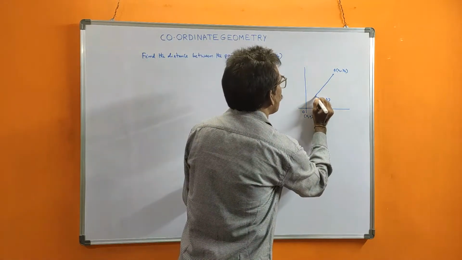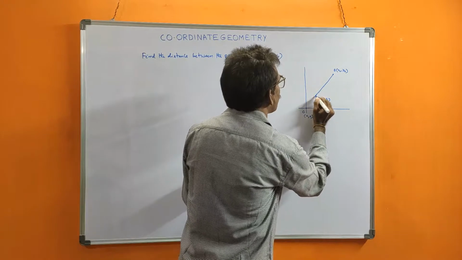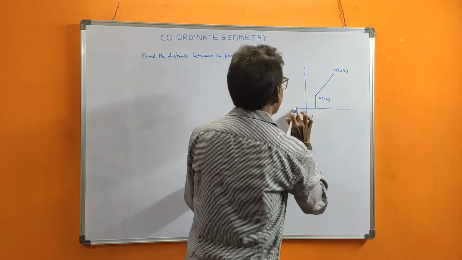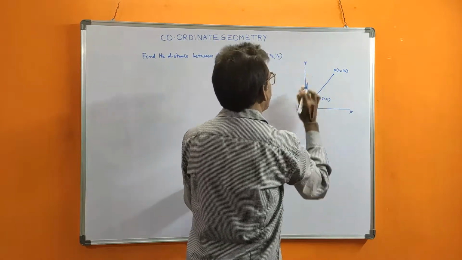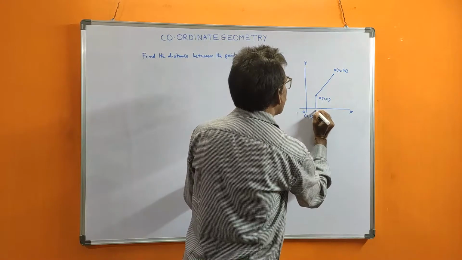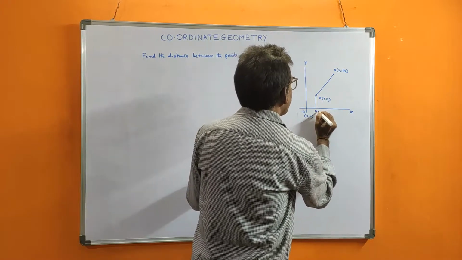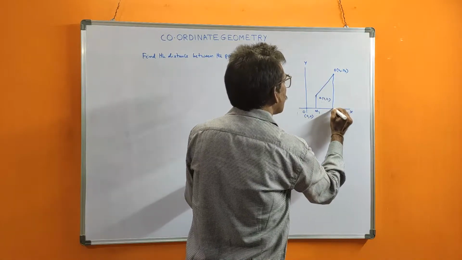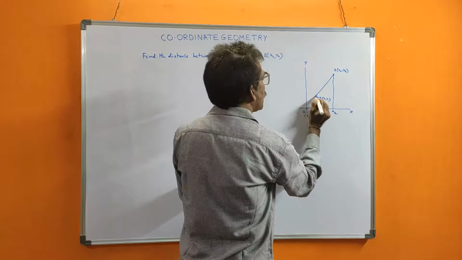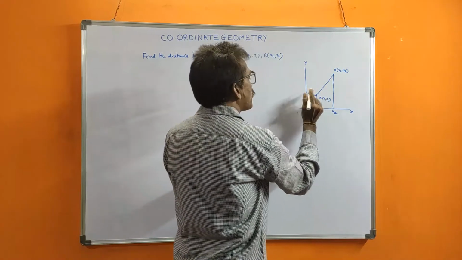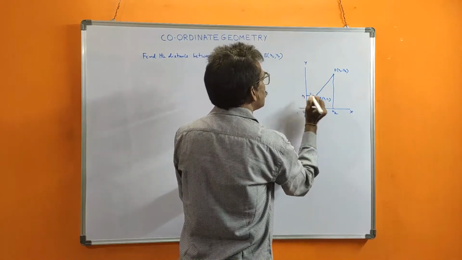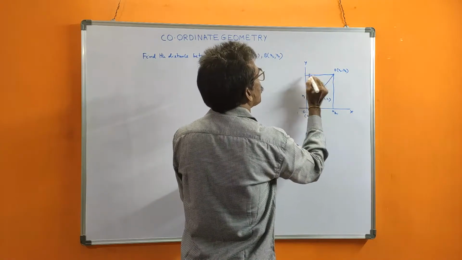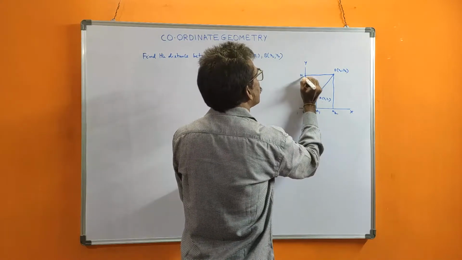From this point vertically draw a line. That means from this point draw a perpendicular onto this x axis. This is x axis, this is y axis. Onto x axis draw a perpendicular, that is m1. From point B also draw a perpendicular, that is m2. From A again horizontally draw a perpendicular onto y axis, that is n1. In the same way, draw a perpendicular from B onto y axis, n2.